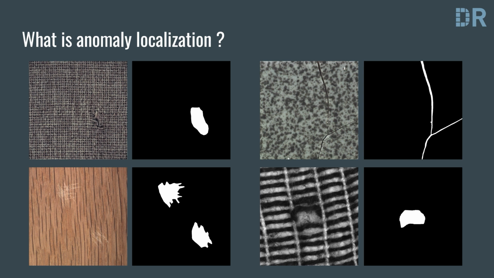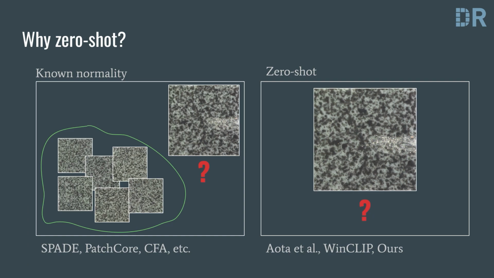Detecting and localizing anomalies is an essential part of quality control and industrial inspection, and solving this task more accurately can bring significant benefits. In this project, we approach the zero-shot setting of the anomaly detection problem.